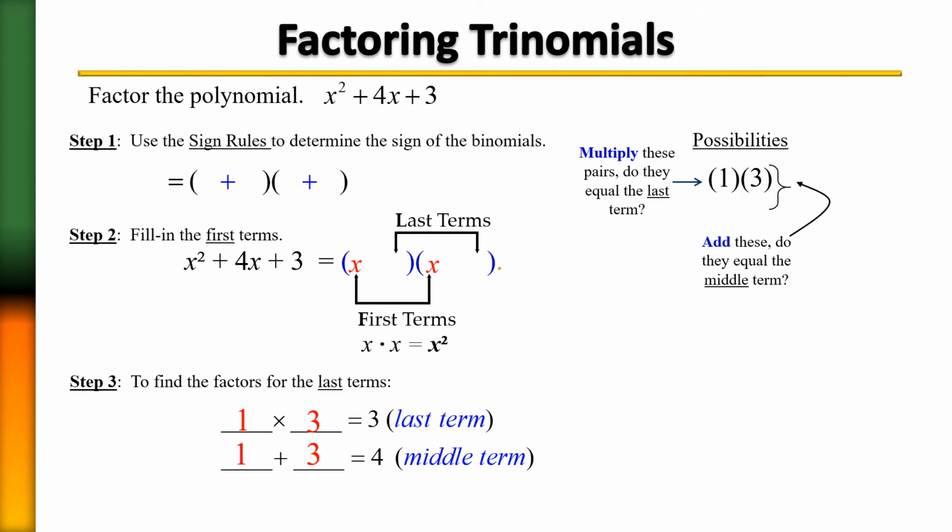Any pair that you decide goes in the binomial has to meet those two criteria. Number one, you're looking for a pair of numbers that when you multiply them equals your last term. That same pair of numbers, if you were to add them together, should always equal your middle term. Once you know it meets those two criteria, then you have identified the correct numbers. So now this trinomial factors into x plus 1 times x plus 3.